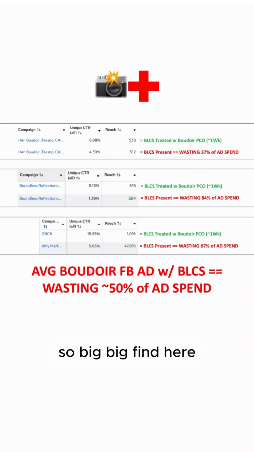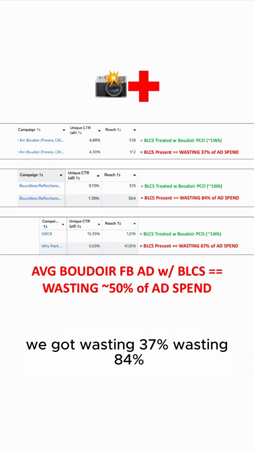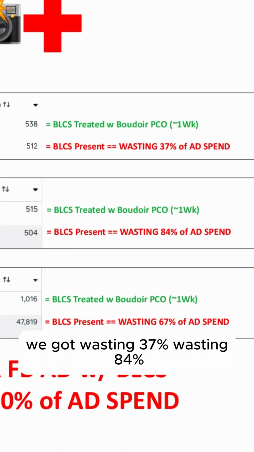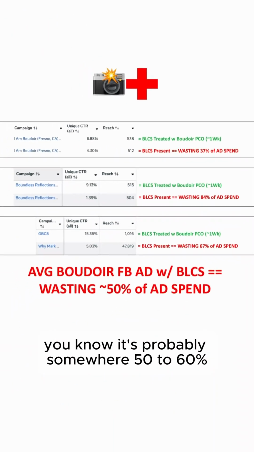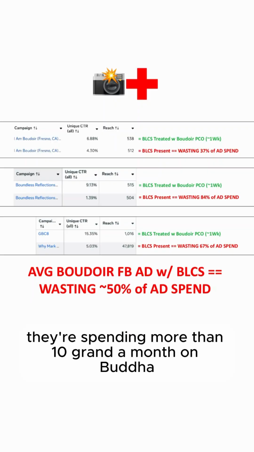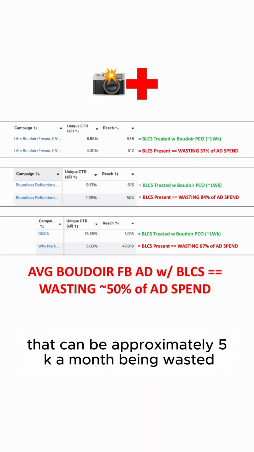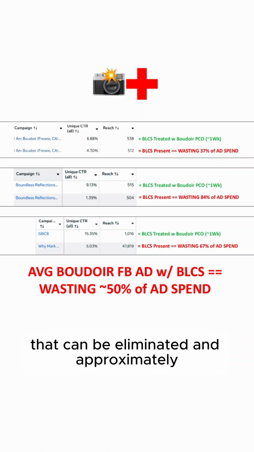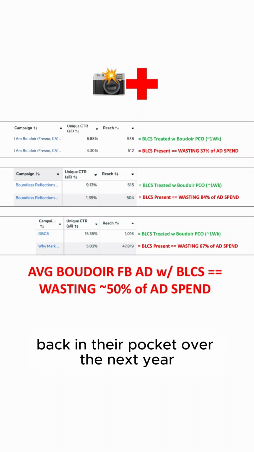So big find here. The average Boudoir Facebook ad with BLCS is wasting about 50% of its ad spend. So, I mean, look at the numbers here. We got wasting 37%, wasting 84%, wasting 67%. Take the average of those, it's probably somewhere 50 to 60%. So the average Boudoir Facebook ad is wasting about 50% of ad spend. So they're spending more than 10 grand a month on Boudoir Facebook ads. Literally 5K every single month being wasted. That can be eliminated. And approximately, that'd be like 60K back in their pocket over the next year.